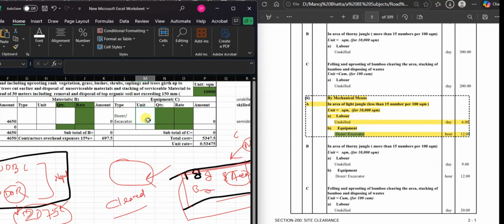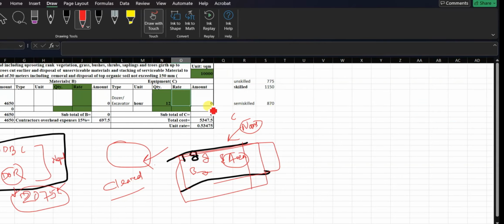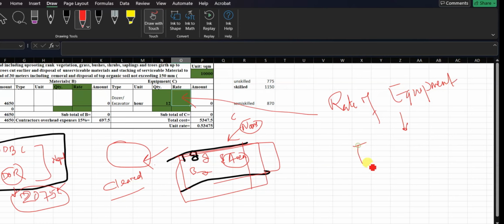What is the unit that you will be using this equipment for? That will be hour. And the quantity that will be used is 12. And what is the rate that you're going to be using? How are you going to derive this rate? So what is the rate of the equipment? That depends upon the equipment hire rate.